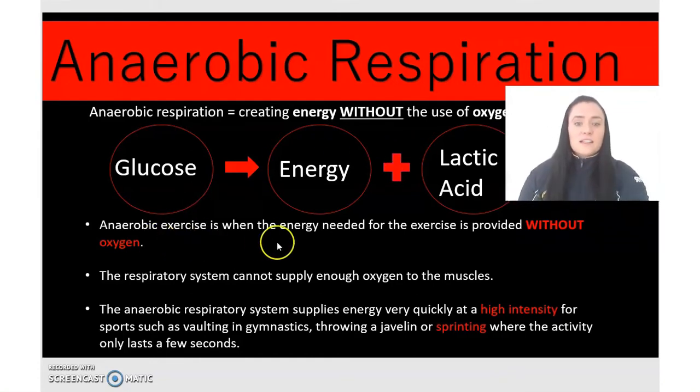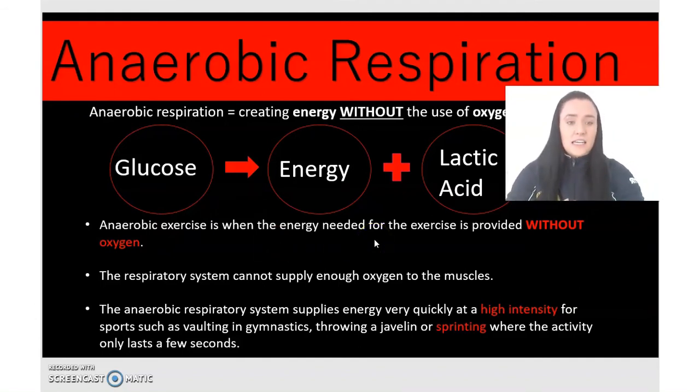So anaerobic exercise is where the energy needed for the exercise is without oxygen. So the respiratory system cannot get enough oxygen to the muscles, and this is because an anaerobic exercise is something that needs energy really, really quickly, and they're often done at a really high intensity, so really fast. Whereas our aerobic was low intensity, long periods of time, our anaerobic is high intensity and quite short periods of time.